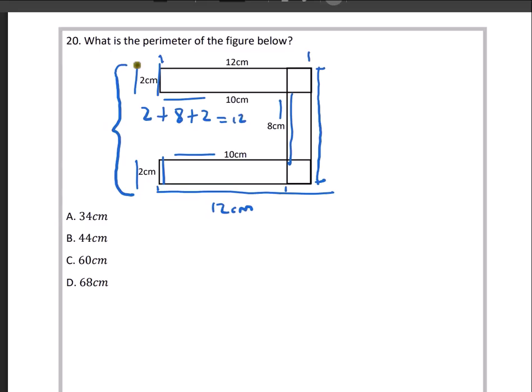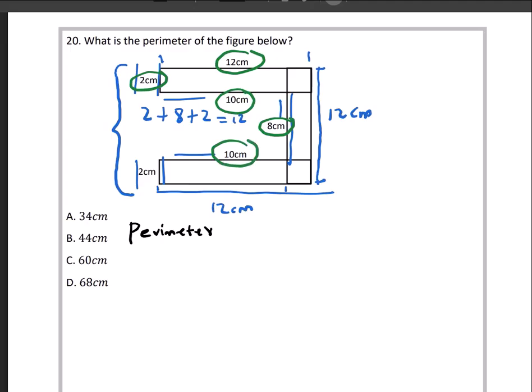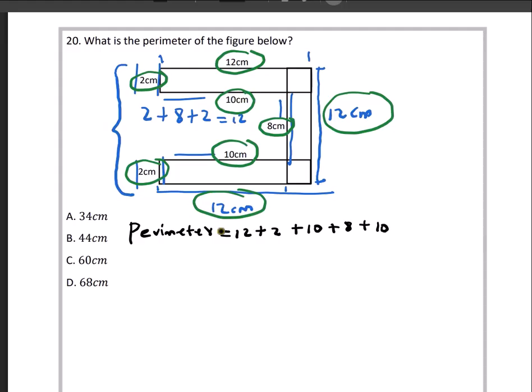So what we've done now is that we've identified the dimensions for all the side of this particular shape. So we can now start solving for the perimeter. Perimeter becomes this plus this plus this plus this plus this plus this plus this and this. So we just add them up all together. That becomes 12 plus 2 plus 10 plus 8 plus 10 plus 2 plus 12 plus 12. Okay, so let's add up.